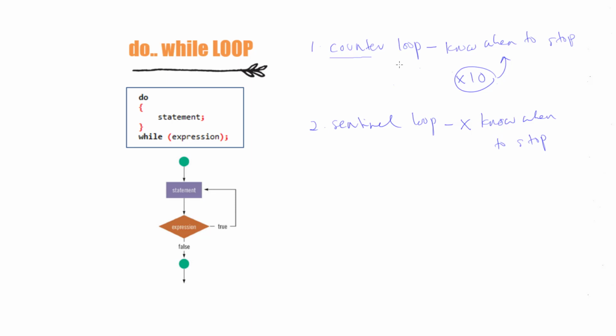When it comes to a counter loop or a sentinel loop, there are three types of structure which we can use. We have a while loop, a do while loop, and also a for loop. We have covered while. Today we'll go into do while and also for.